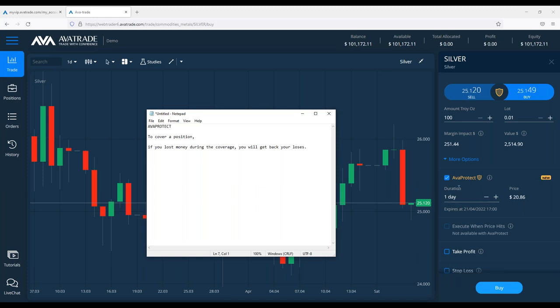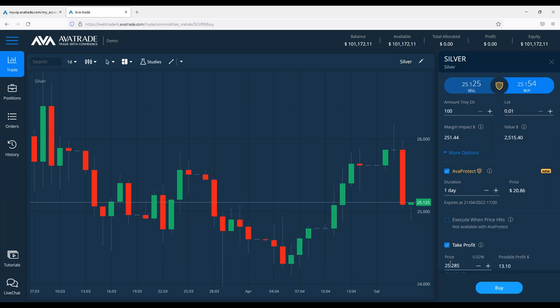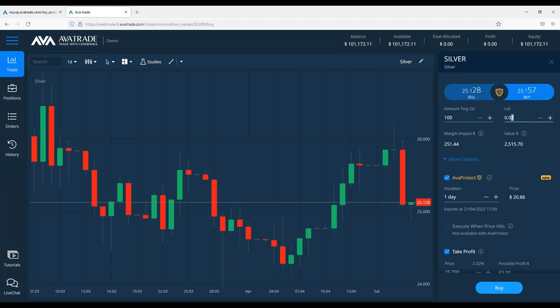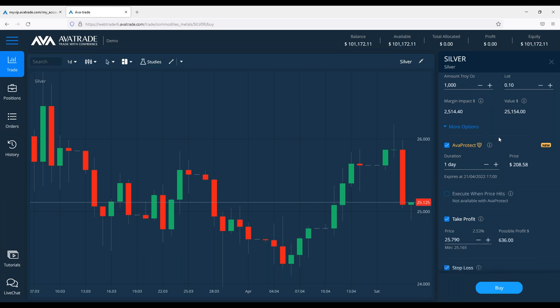Let's suppose we would like to change to 1 day, till tomorrow at this time, 100 units of silver, that's 0.01. And we're going to change the price here, this is 1 day. Let's suppose half a dollar should be good. Let's make it this much. And this one, we're going to make it that much. Okay, and now we are with a buy. Let's make it even more interesting.